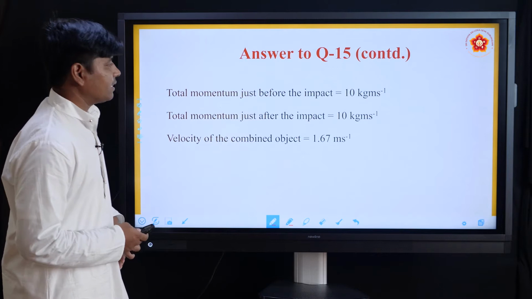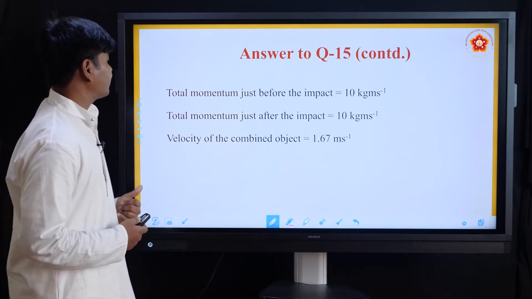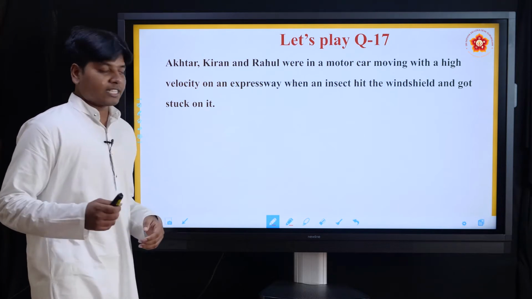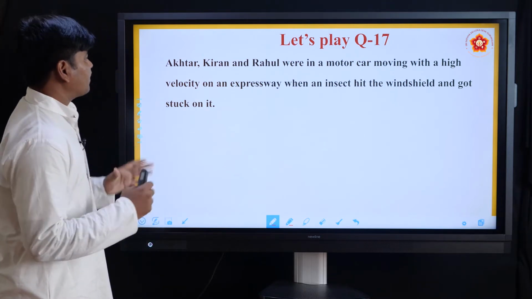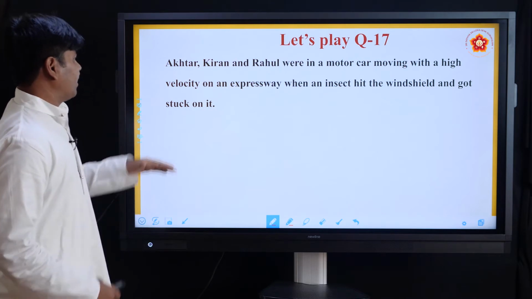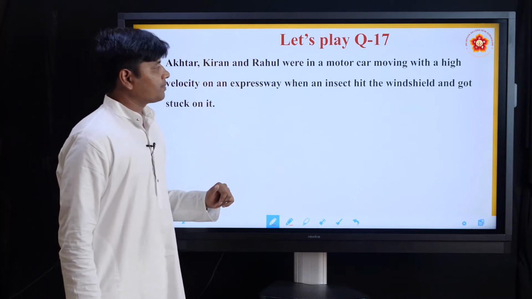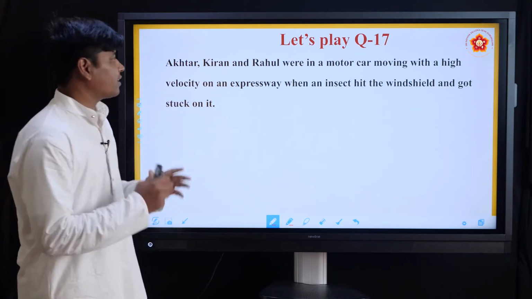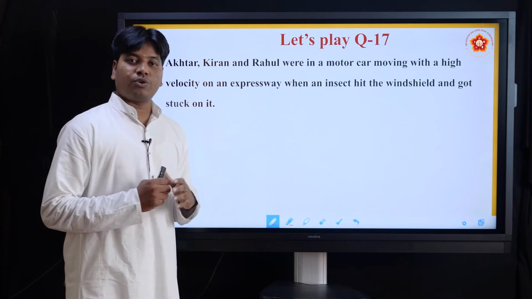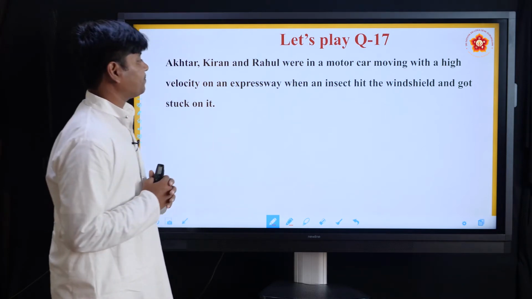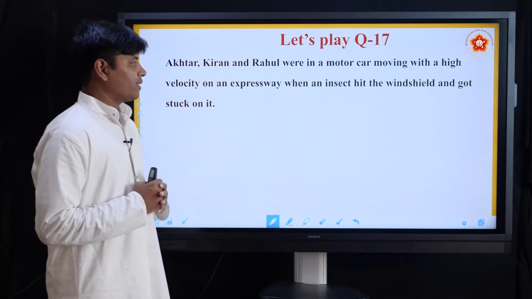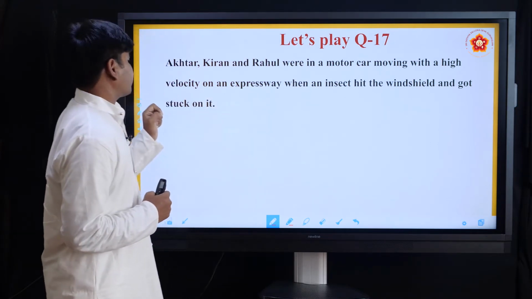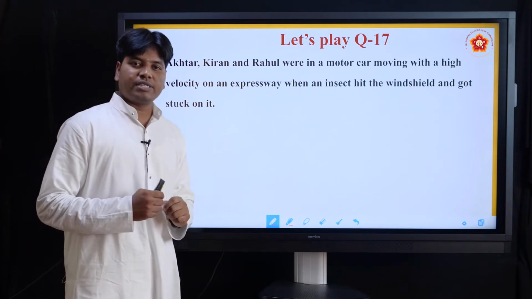Let us go and see one more interesting problem, that is question number 17 in your textbook. Here you have a beautiful situation. Akhtar, Kiran and Rahul were in a motor car. 3 of our friends going in the motor car with a high velocity on an expressway when an insect hit the windshield and got stuck on it.